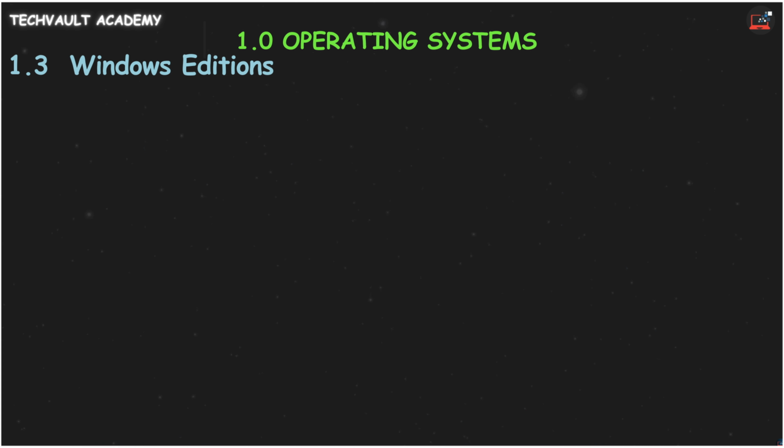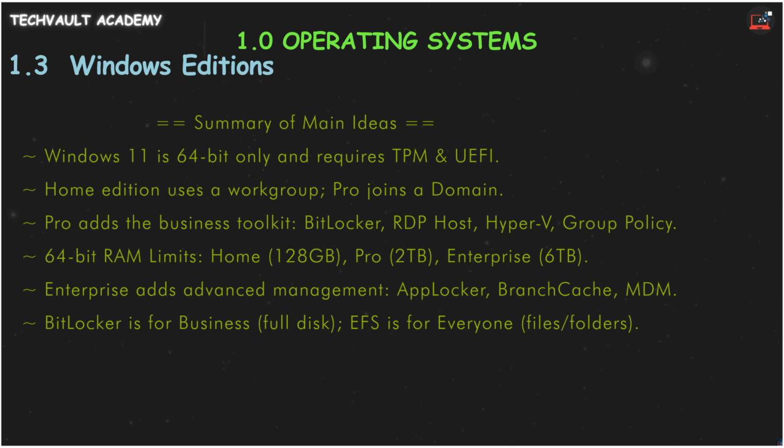To recap, Windows 11 is 64-bit only and requires TPM and UEFI. Home Edition uses a workgroup. Pro Edition joins a domain managed by Active Directory. Pro adds the business toolkit, BitLocker for full disk encryption, RDP host, Hyper-V, and group policy management.